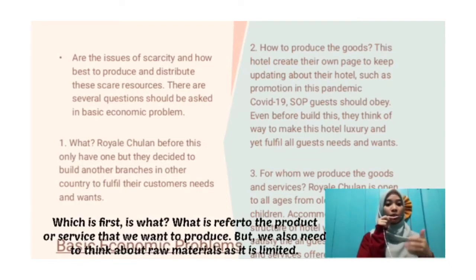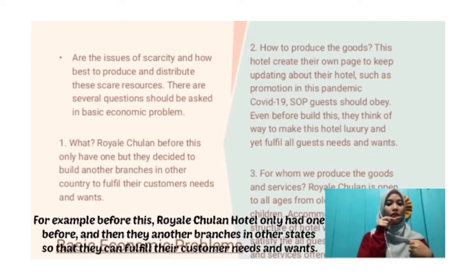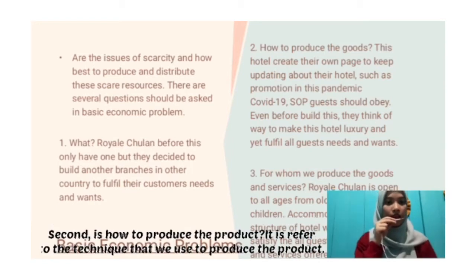What refers to the product or service that we want to produce, but we also need to think about the raw material as it is limited. For example, before this, Royal Chulan Hotel only had one, and then they built other branches in other states so that they can fulfill their customer needs and wants.